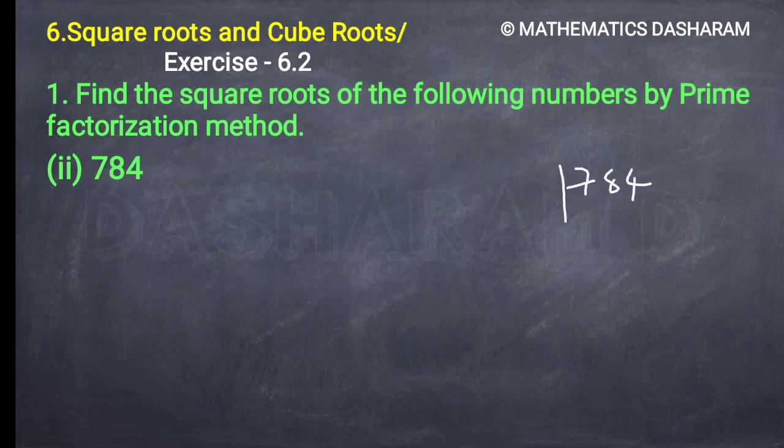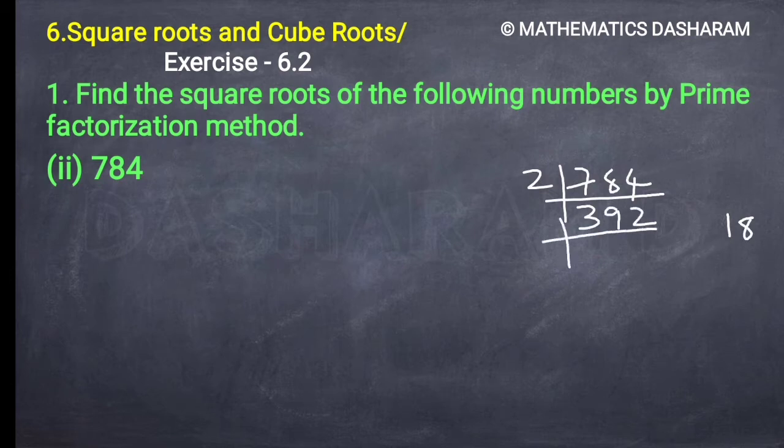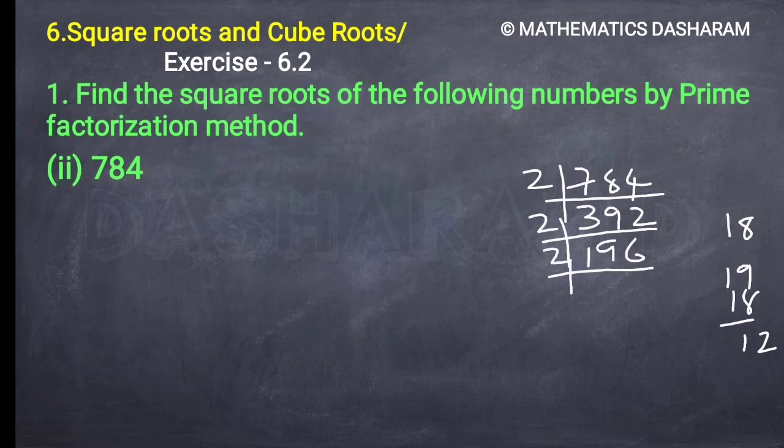The question is 784. It is coming in 2 table. So 2 threes are 6, 1 remainder. 2 nines are 18, 2 twos are 4. Again 2 table. 2 ones are 2, 1 remainder. Next digit is 9. 2 nines are 18, 1 remainder. Next digit is 2. 2 sixes are 12. Again 2 table. 2 nines are 18, 1 remainder. 2 eights are 16. So 2 fours are 8, 1 remainder, 18.